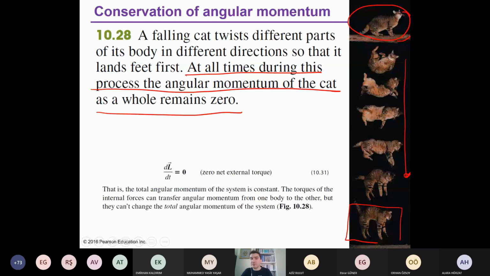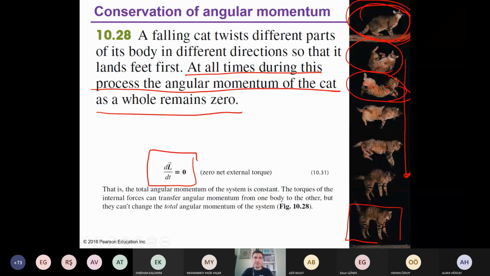Okay, net external torque. So if you consider the cat as a system, there are some internal changes in the system, but since there is no net external torque, the total angular momentum is conserved. Okay, this is a bio application, let's say.